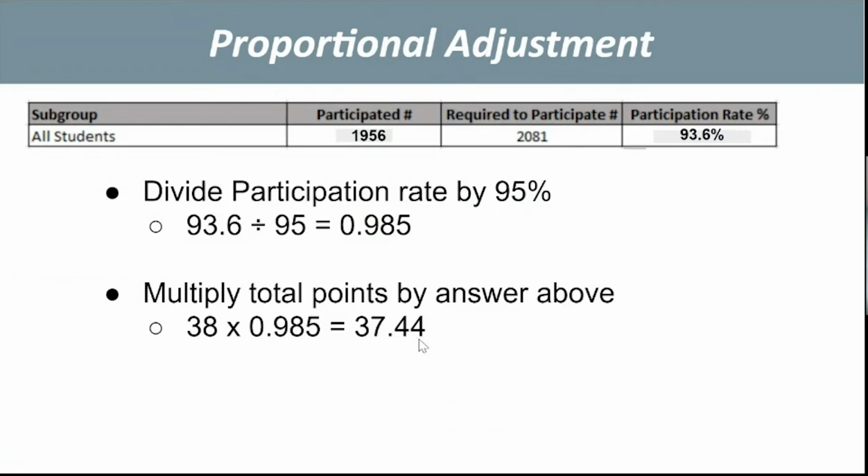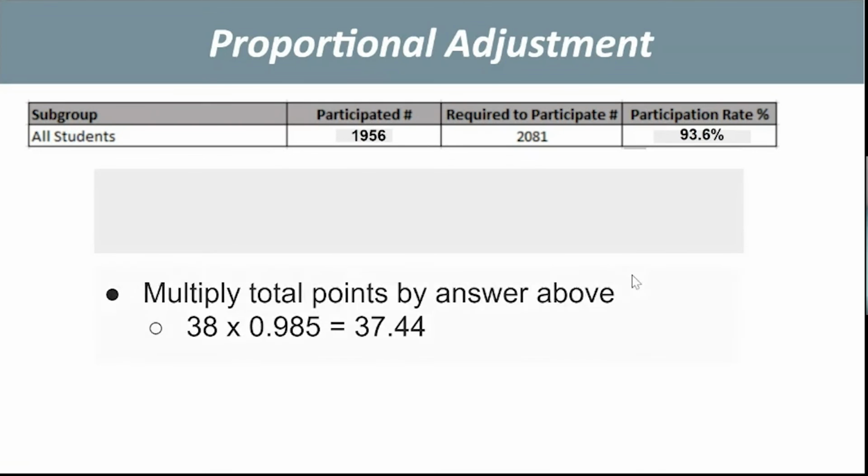37.44. So because I barely missed by participation rate, they're not dropping me down an entire letter grade, or they're not taking a full 10% off of my score. They're just adjusting it by how close I was to that 95% participation rate there. Okay, so as you can see, I feel like that's a little bit more fair than it was previously.